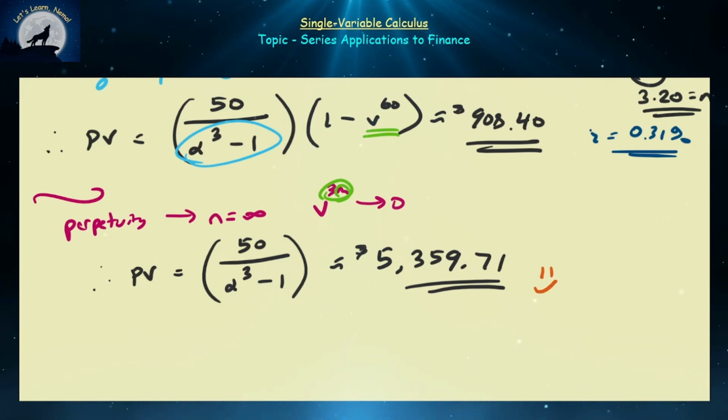So if you do decide to lend somebody money and they agree to pay you $50 every 3 months forever, make sure you purchase that or lend them less than $5,300 in order to make this worth your time. So those are some of the applications in the realm of finance that you definitely can solve using series and infinite series.